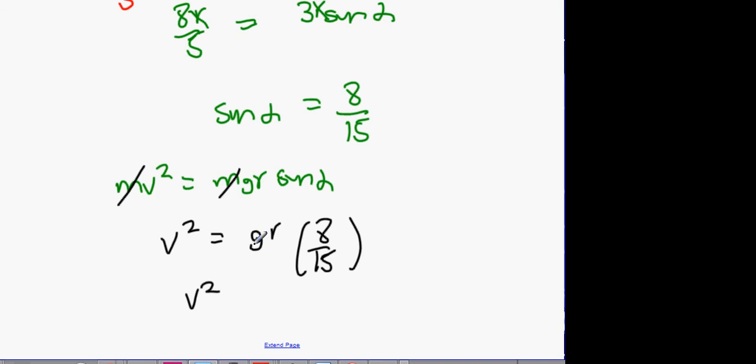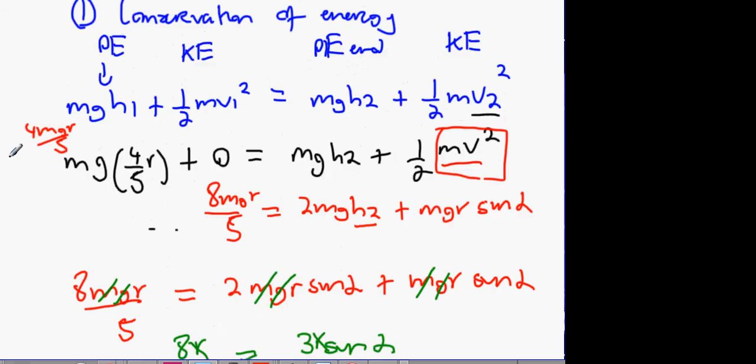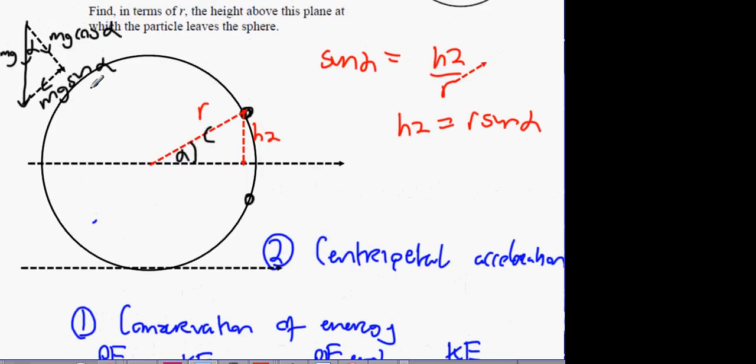Okay, now the whole point of the equation was to find the height h2, wasn't it? Yeah, we got it. Oh, did we? Oh, sorry, h2 equals r sine alpha, so I already got it, sorry. 8 over 15 r. Grand, we got the secondary height, okay? Moving on to the next question, 6b.